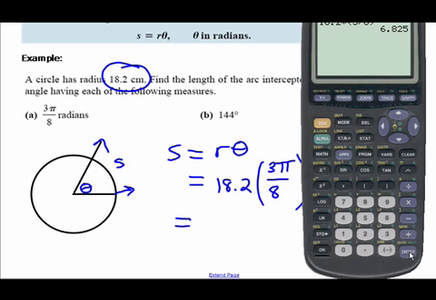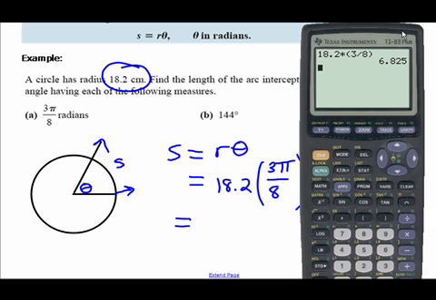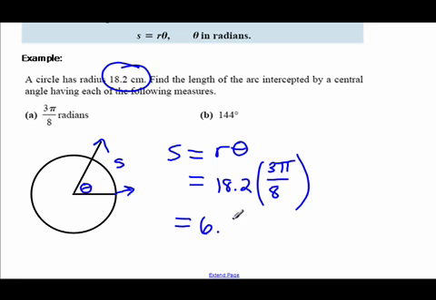One correct answer would be 6.825 pi. That's a correct answer. And what would be the units of measurement here? We're still measuring a length, right? So since the radius was given in centimeters, we could say that this arc length, the distance from this point to this point on the circle, is 6.825 pi centimeters.